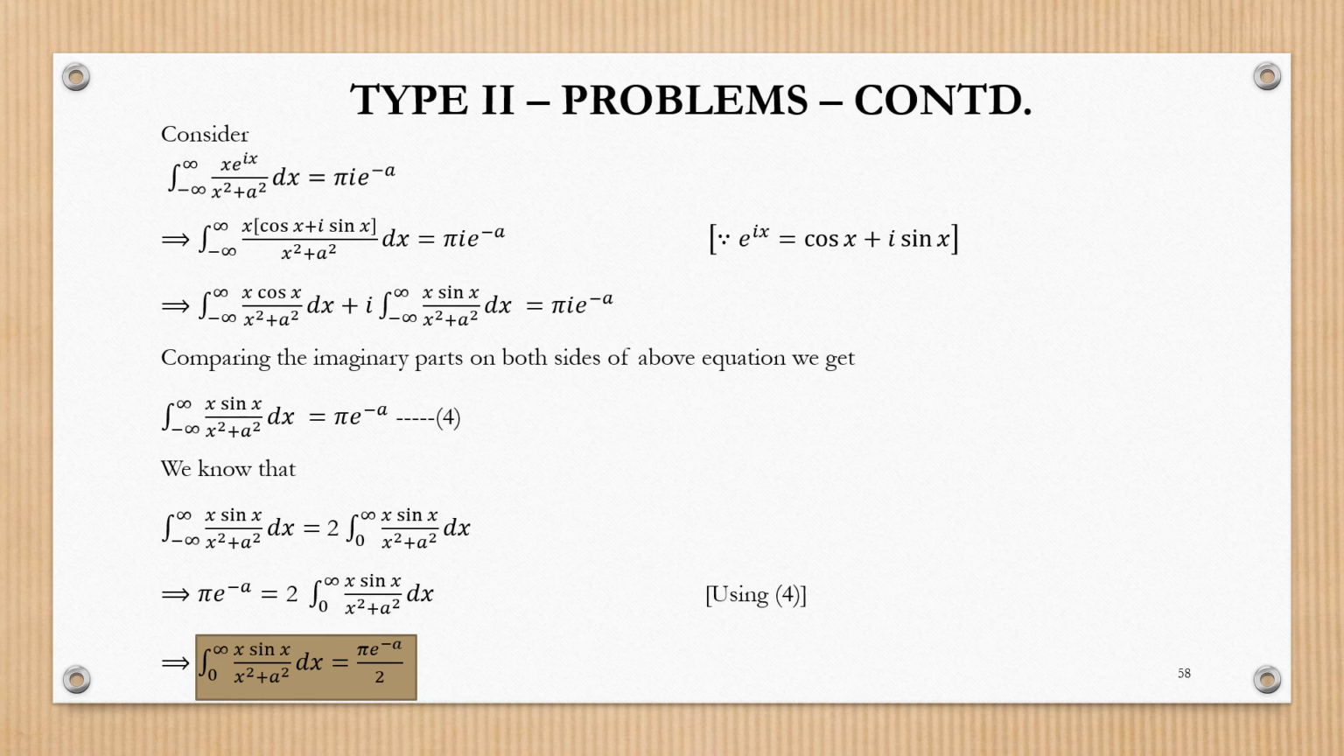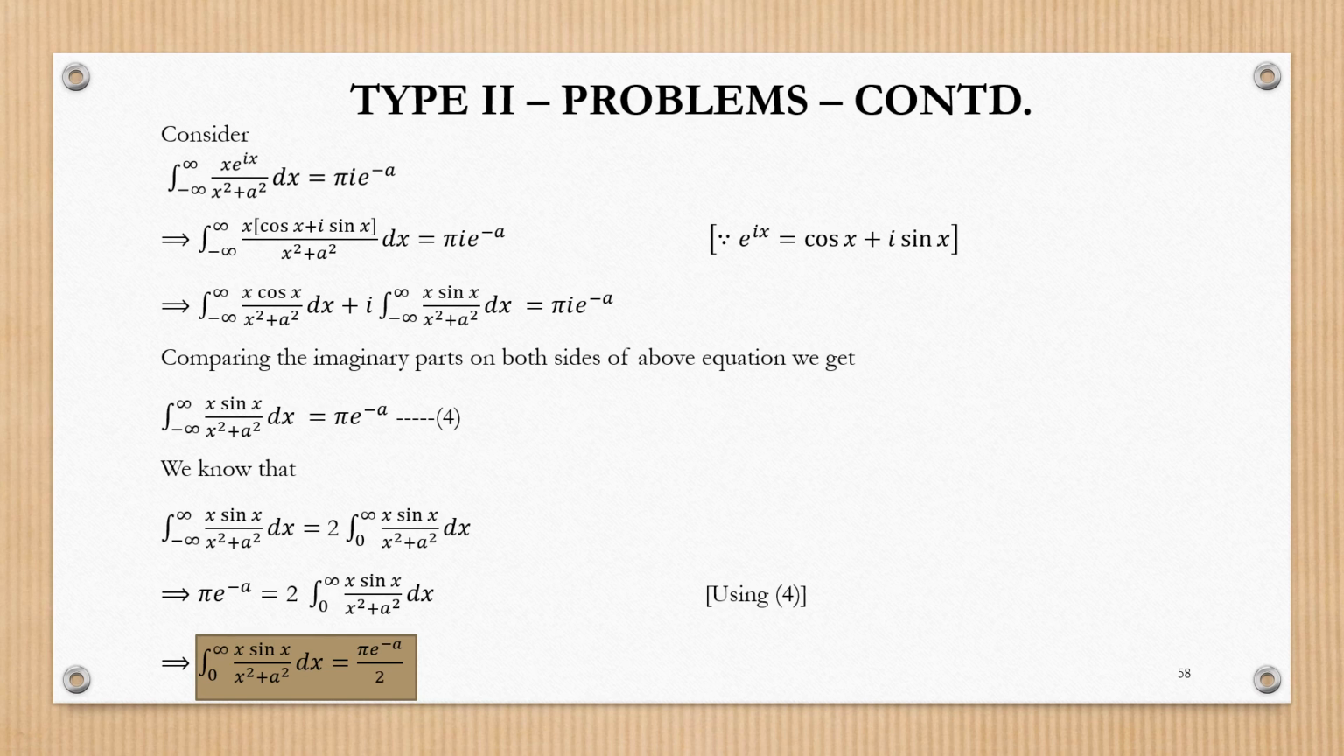By replacing using Euler's formula cos x plus i sin x, we can write the integral on the left hand side in two parts, the real part and the imaginary part. Now we compare the imaginary part because our original problem had a sin in it. So by comparing the imaginary part, we get equation 4. Now again, minus infinity to infinity of an even function can be written as 2 times 0 to infinity of that function, and therefore we get that particular result here.